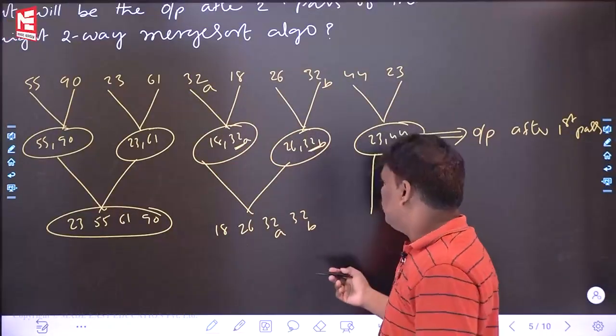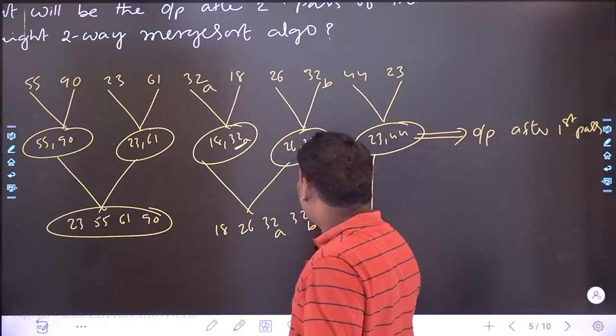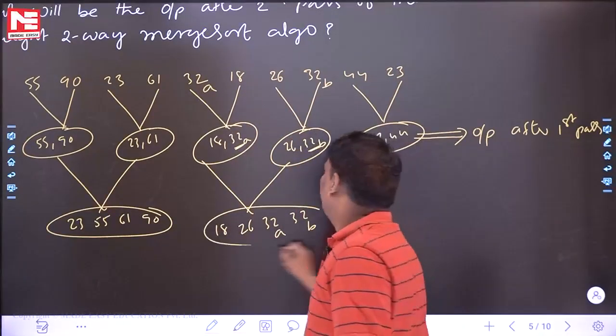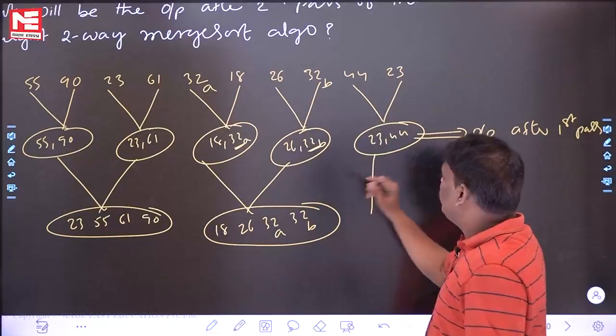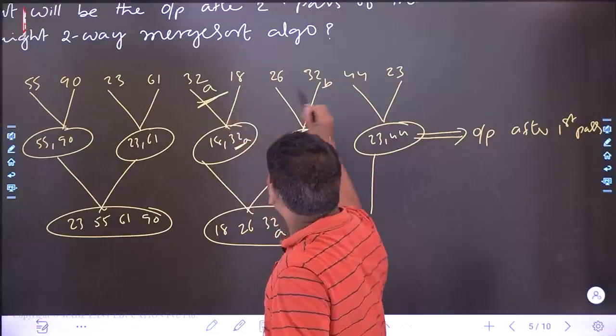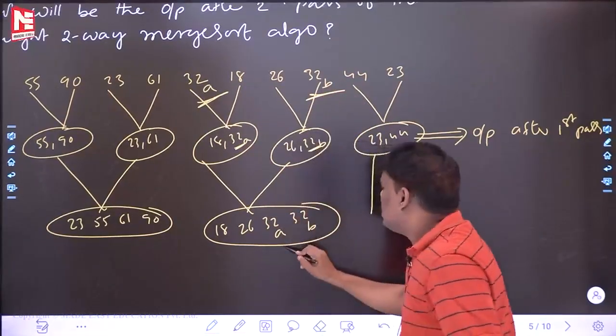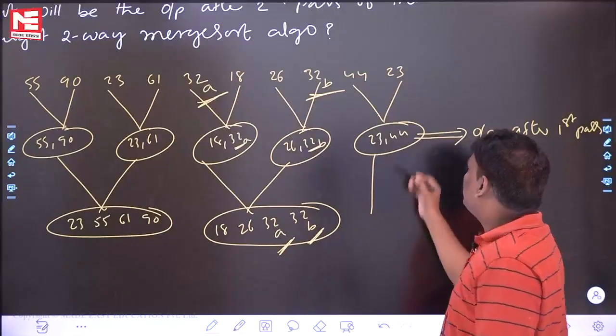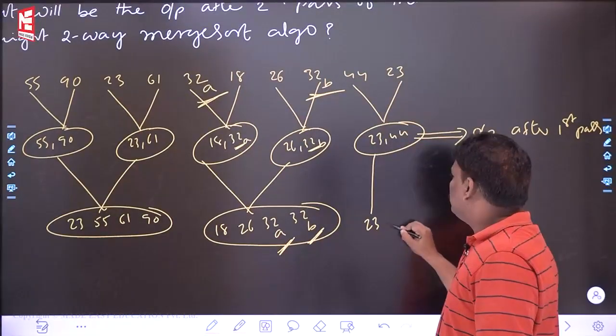Anyhow, two 32s are there. The first 32 as it is will come, afterwards the second 32. Merge sort is stable. See this one: 32A, 32B. First 32A came, next 32B. In the output also the same order. Between these two only we have to check the order, because here there is no chance, keep as it is.